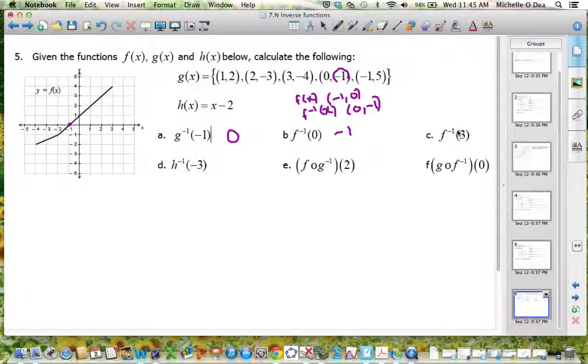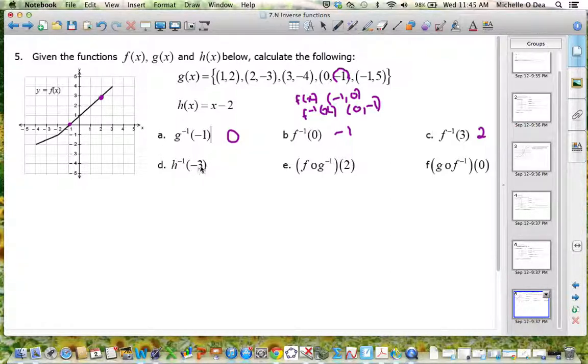Then again, same idea, the inverse of function f of 3. So we actually want when y is 3. I can see there on the f of x function, when y is 3, x is 2. So remember, on the original we have the point 2, 3, but on the inverse function it would be the point 3, 2. So hence the 2.